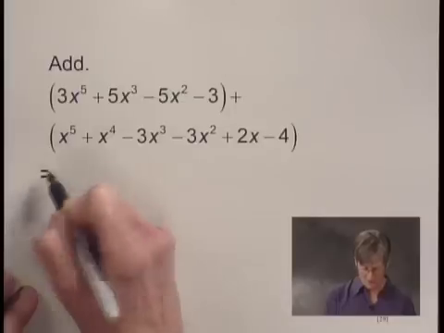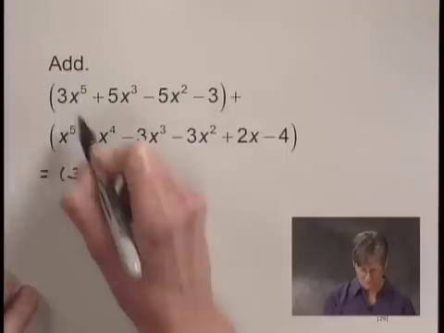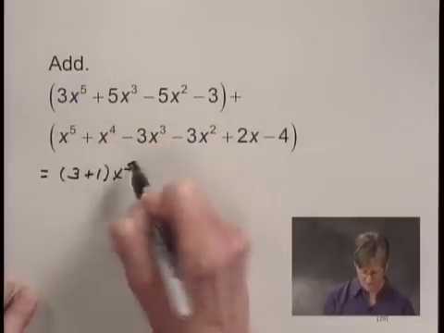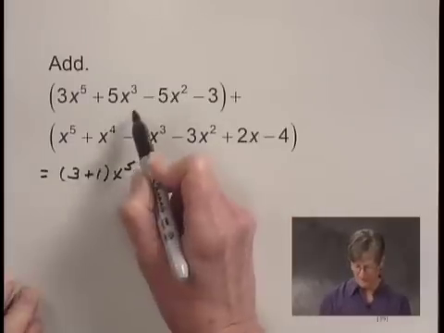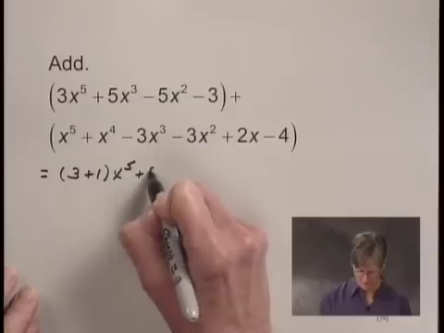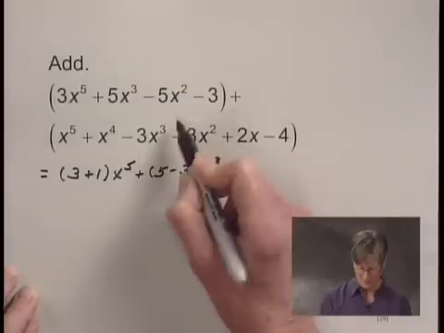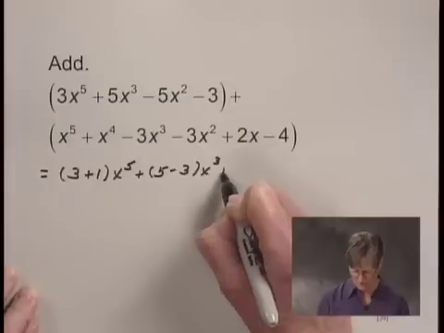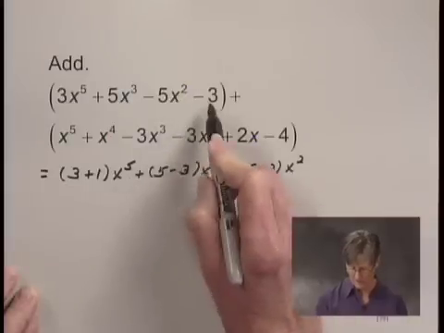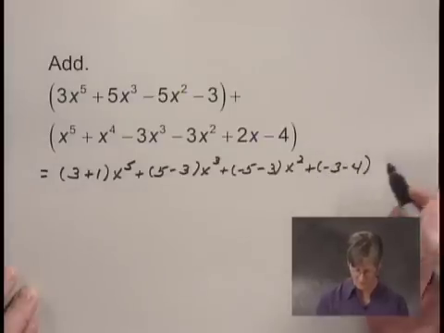So we can start by doing that. We have an x to the fifth term here and an x to the fifth term here. So we would have this coefficient plus this coefficient, 3 plus 1 times x to the fifth. Next I have an x cubed term here and an x cubed term here. So I can write 5 minus 3 times x cubed. I have an x squared term here and one here, and I'm going to write negative 5 minus 3 times x squared. Here I have a constant term, and here's another one, so I can write negative 3 minus 4.